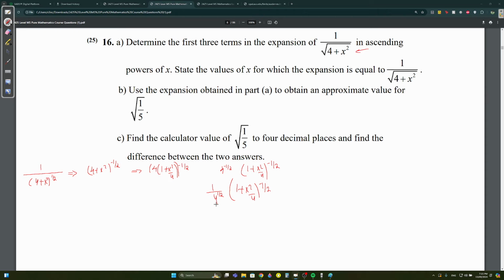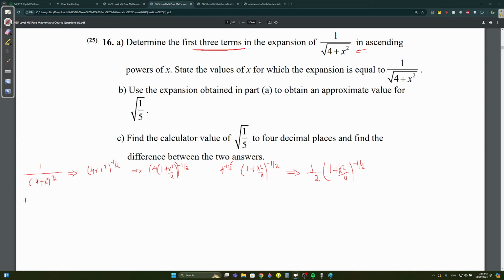What is 1 over 4 to the power of half? It's 1 over radical 4, right? Which is 1 over 2. Okay, so that means this is all going to change to... If you put this in a calculator, by the way, you can get 1 over 2. Okay, this is going to be equal to 1 over 2 times 1 plus x squared over 4 to the power of minus 1 over 2. Okay, can you expand this? Yes, you can. Okay, we're going to expand it for the first three terms.